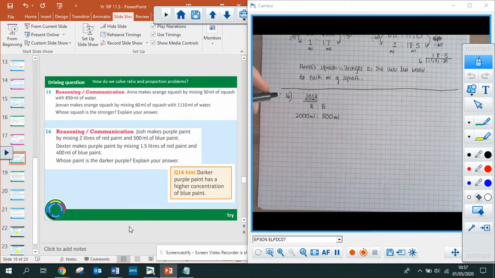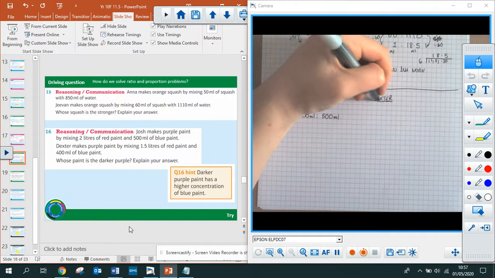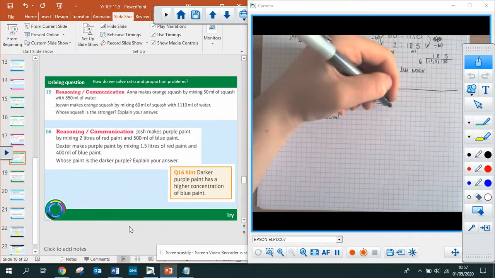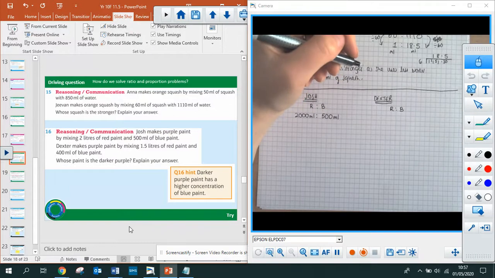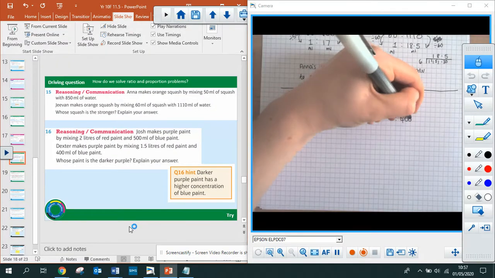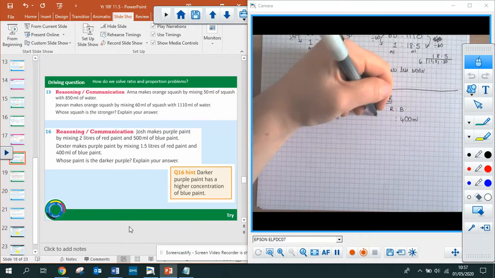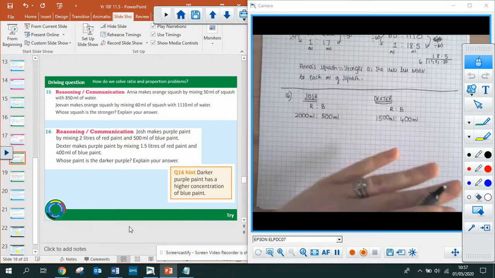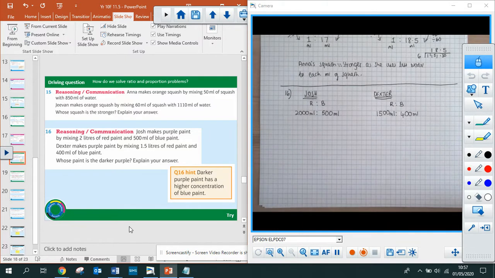Write the ratio out for Dexter now. So do Dexter over here. And Dexter uses a ratio of red to blue, and it is 1.5 litres of red to 400 millilitres of blue. Again, the 400 millilitres is okay, but we need to convert the 1.5 litres to millilitres, and that would be 1500 millilitres. Fantastic if you got that, okay? If not, you won't get to the right answer in the end, but well done if you've used the right method that we're going to continue using, okay?